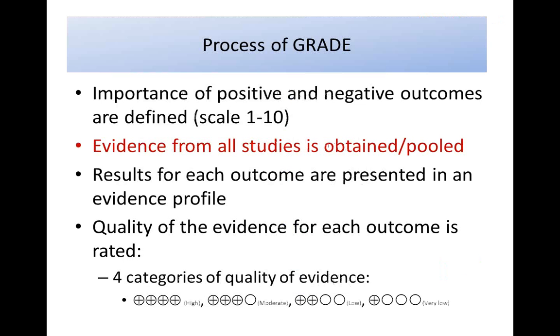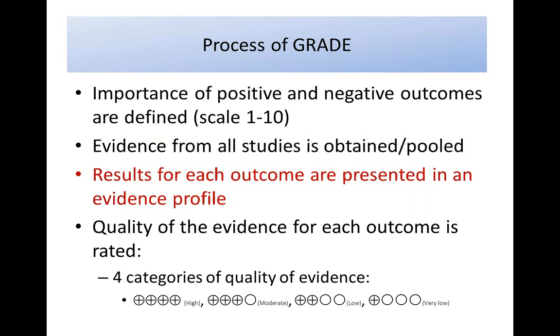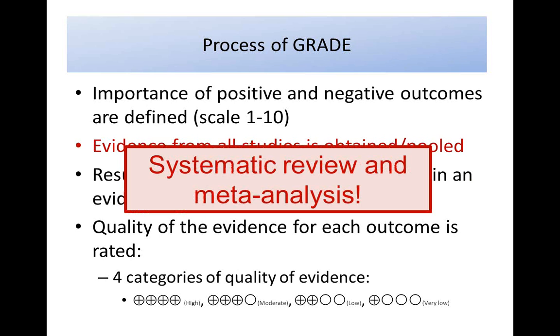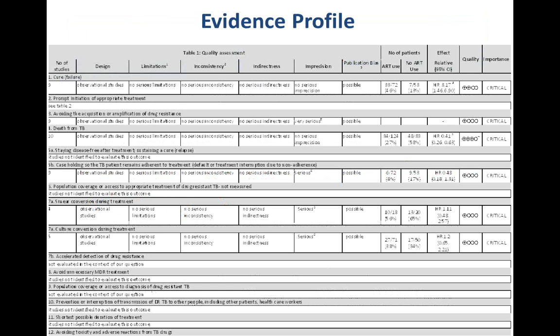So the second step is to obtain all the evidence from all the studies and to pool it if you can in a meta-analysis. So that's a systematic review or meta-analysis, that's what we do, and I like the fact that in this presentation that's all you get, a little box, even though we all know that that's going to take about a year and is a huge amount of work. So it's only one part of GRADE, but a lot of work for those who have to do it. We then present the results in an evidence profile. So let me look at an evidence profile with you.